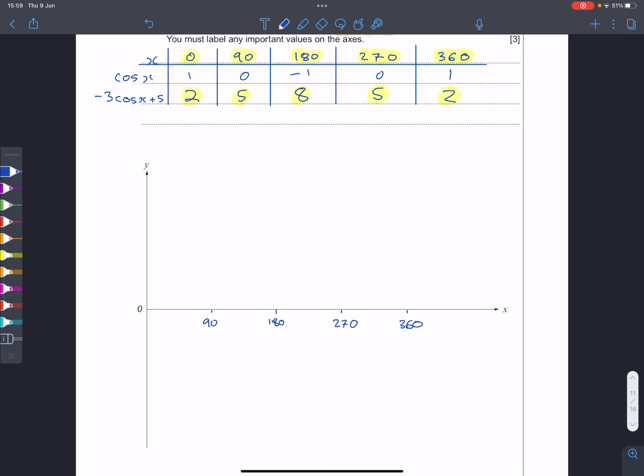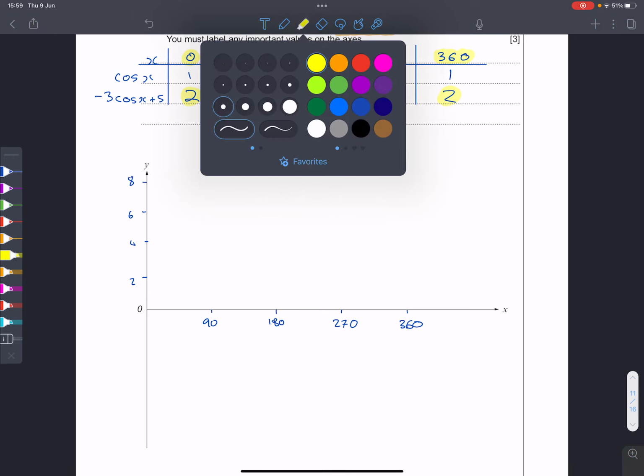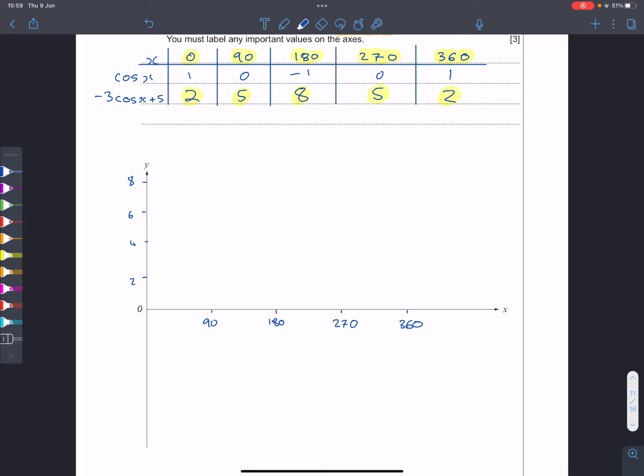So let's see if we can come up with some sort of scale. Two, 4, 6, and 8. And let's mark our points. At 0, we've got 2. At 90, we're going to be at 5. At 180, we're going to be at 8. At 270, we're going to be at 5. And at 360, we're going to be at 2. So my graph is going to look something like that.